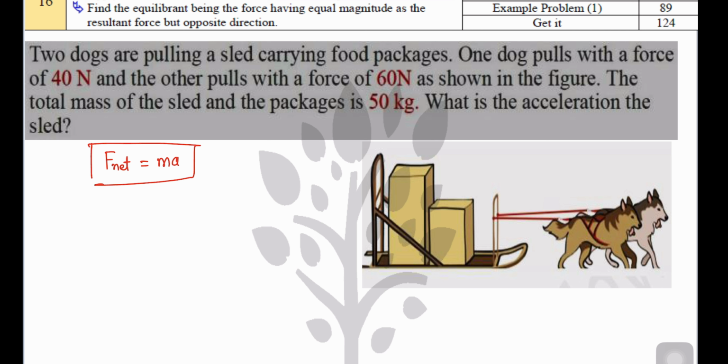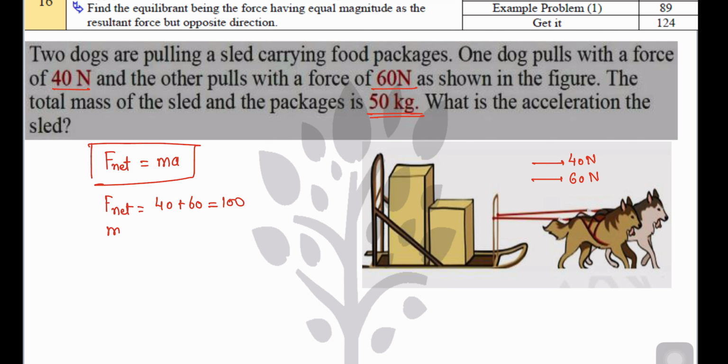We have the two dogs in this picture. One has 40 Newton, one is 60 Newton. Okay, so what is the net force? 40 plus 60, which is equal to 100. Fine. Okay, mass is given. Mass is your 50 kg.